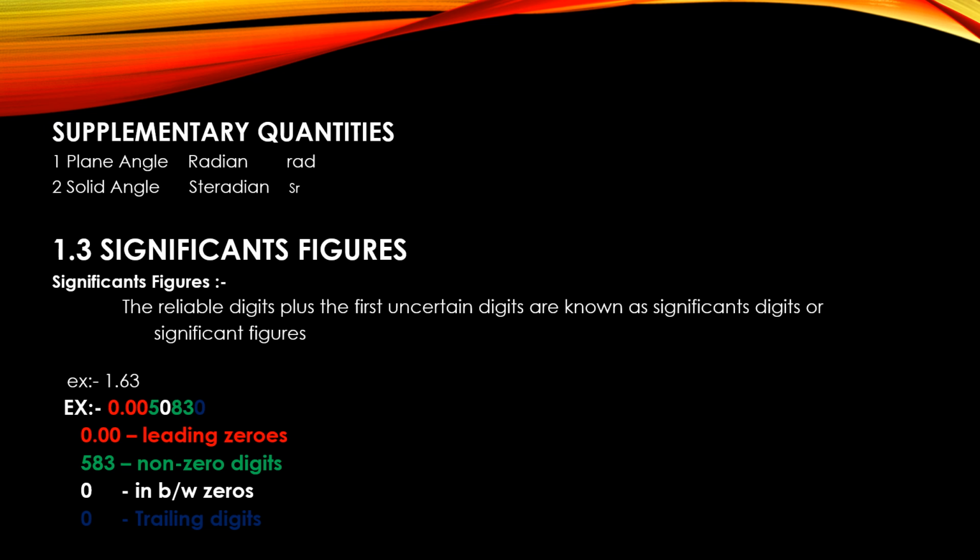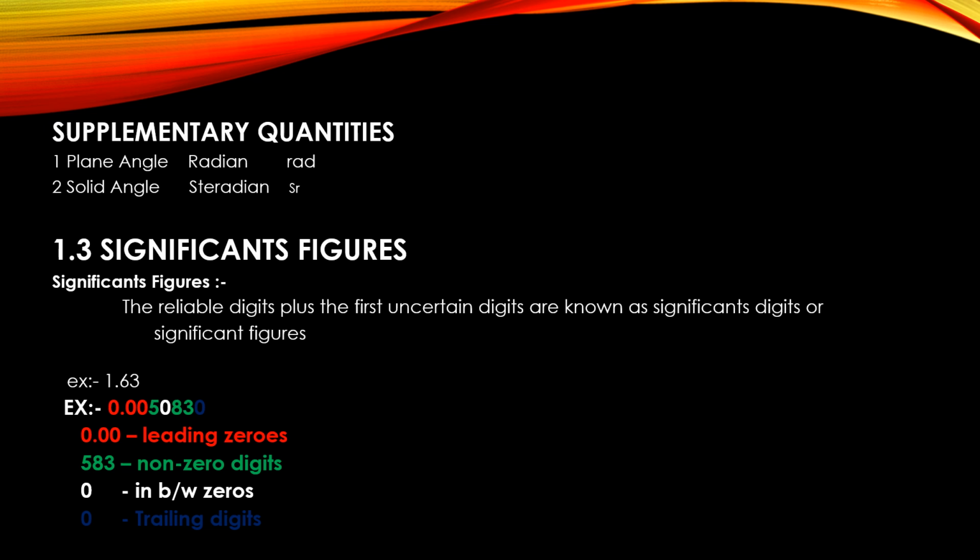Next we are going to see solid angle. What does it mean? Solid angle is the angle in 3 dimensions, that is, in 3D space. The SI unit we have is steradian and the symbol is sr. For example, light spreading from a bulb in all directions. So this is about the supplementary quantities. Remember the SI units and symbols.